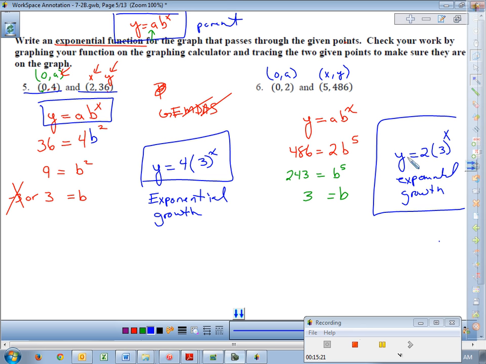You could say 2 times 3 to the 5th and see if you get 486. You could take 2 times 3 to the 2nd and see if you get 0. Or sorry, 2 times 3 to the 0th and see if you get 2. Right? You can substitute them in. You can punch the whole thing in your graphing calculator and check it to see if it works. All cool with that? Let's roll to the next one.